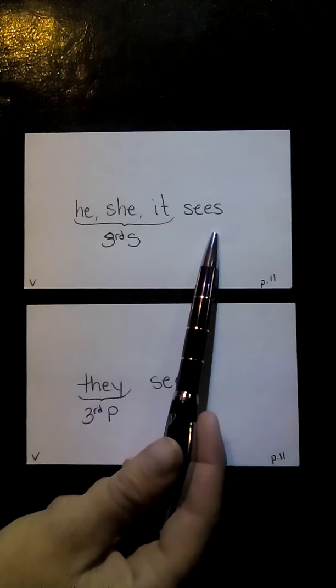To translate these two words, we see that they translate to he, she, it sees, and they see, both being verbs and both found on page 11.